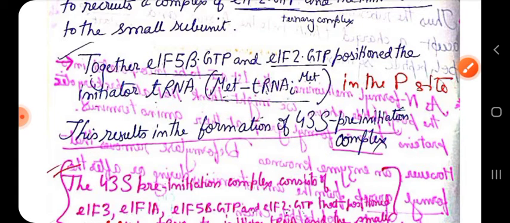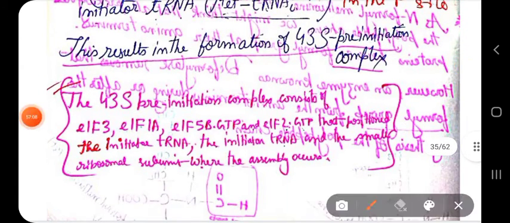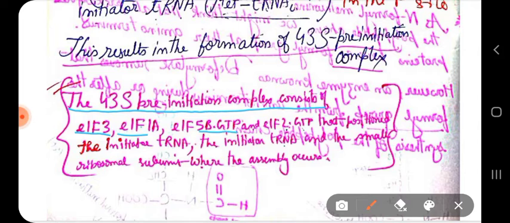So the 43S pre-initiation complex consists of which initiation factors? The 43S pre-initiation complex consists of EIF3 and EIF1A, which cause disassembly of the ribosomes into large and small ribosomal subunits. It also consists of EIF5B and EIF2. Both EIF5B and EIF2 are GTP binding proteins.